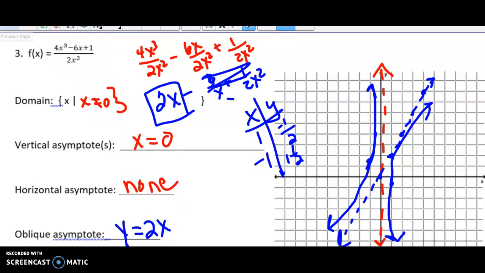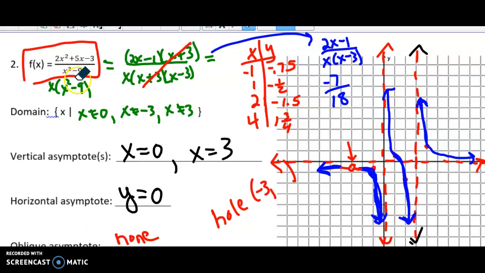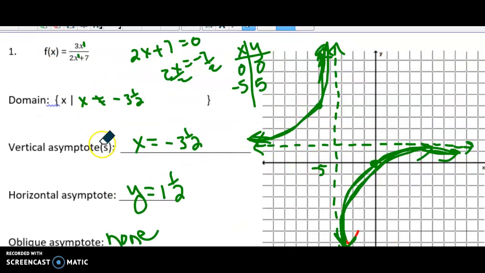Okay, so now you've seen one where there's no horizontal asymptote, but there's an oblique asymptote. You've seen one where the numerator's degree is 1 less than the denominator's degree. So y equals 0 was the horizontal asymptote. And you've seen one where they're the same degree. And then the horizontal asymptote was y equals 3/2.